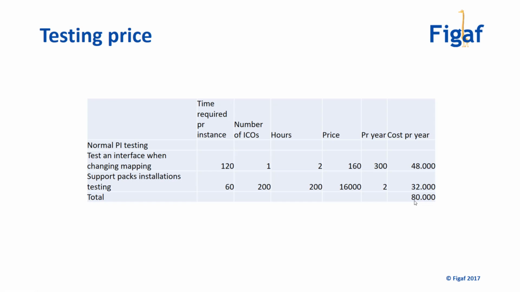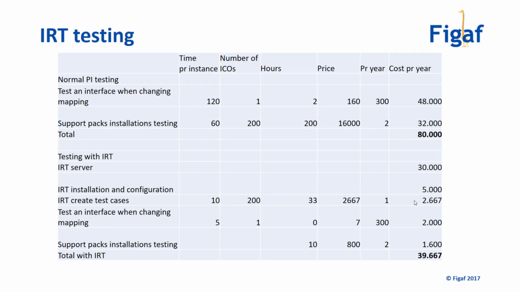If you want to automate this with, for instance, ERT, the tool that we've created that makes it a lot faster to test and collect test data and run and verify these things, it looks a little different. At least this is the first year price. Here you have the server price of 30,000. The initial installation and configuration, figuring out how to install it and work it out, may cost 5,000 euros, US dollars.